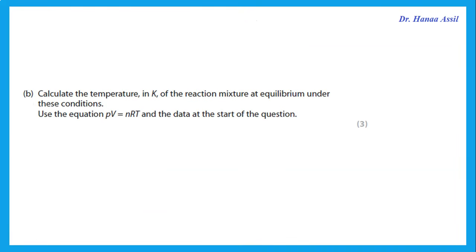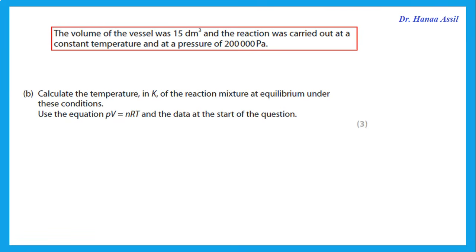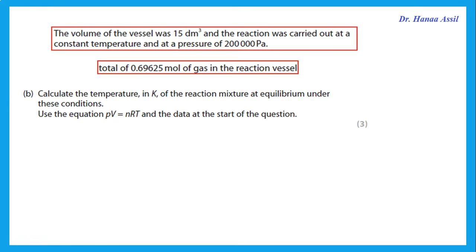Calculate the temperature of the reaction mixture at equilibrium. What do we know? We know that the volume is 15 decimeter cubed. Please note, it is 15 decimeter cubed. Pressure is 200,000, and the number of moles is what is given here. So we use PV equals nRT. That means T is PV over nR.